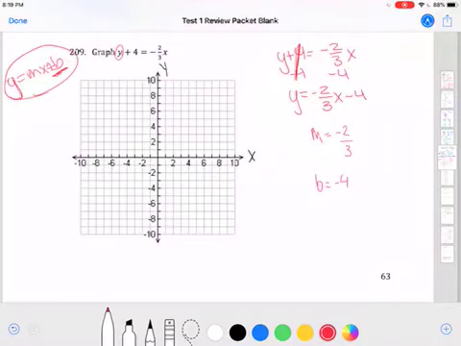So to graph this, you always start at b, which is your y-intercept. So I'm going to put a point on my y-axis at negative 4. And then your slope is rise over run. I know it sounds funny, but you're going to rise a negative 2, which is down 2, and you always run right. So from that negative 4, I'm going to rise down 2 and run right 3. Down 2, right 3.